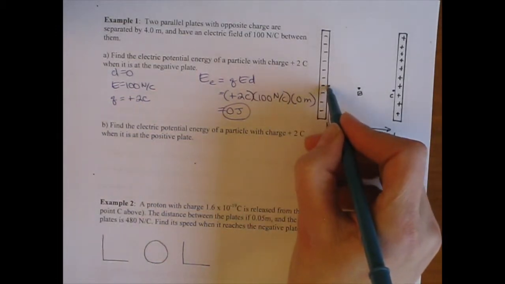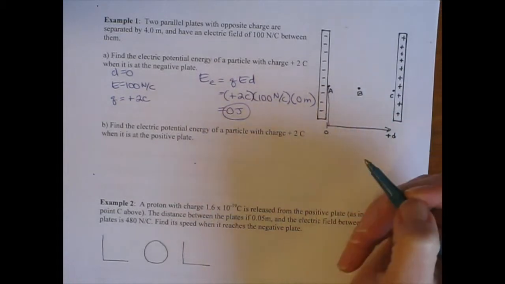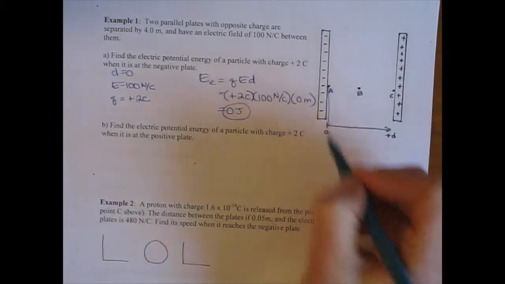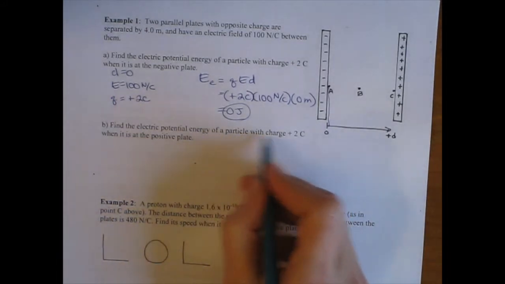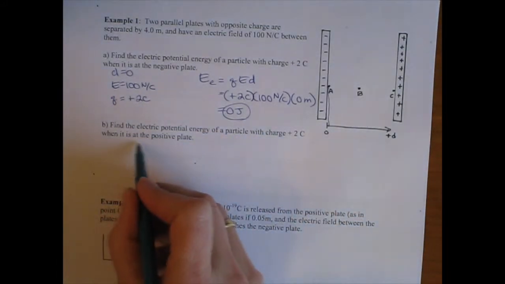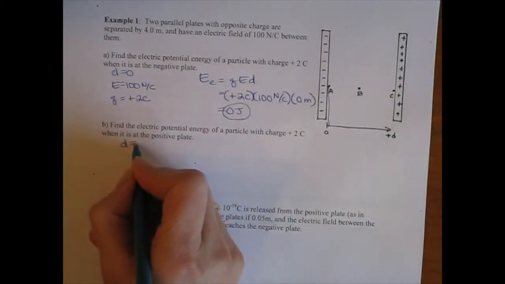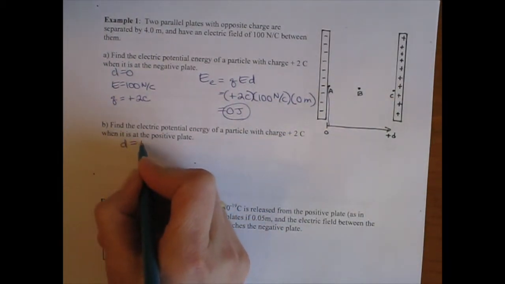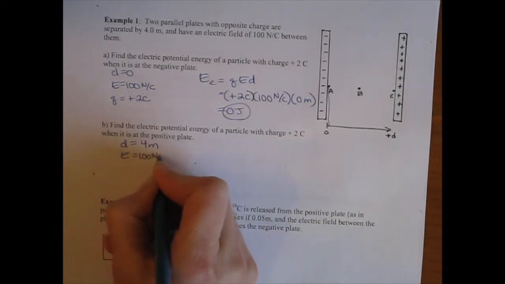And that makes sense because it's kind of like a ball at ground level. If ground level is your 0 height, then the ball has 0 potential energy there. Part B, find the electric potential energy of that same particle when it is at the positive plate. So now the position is 4 meters. Our other variables are the same.